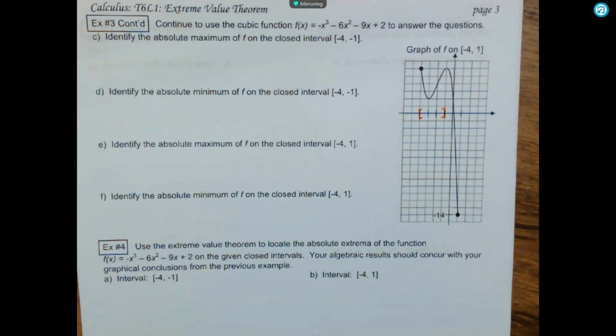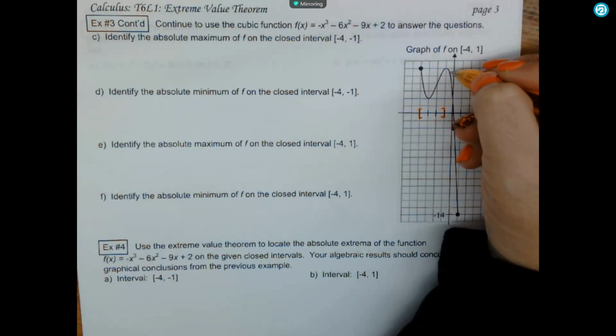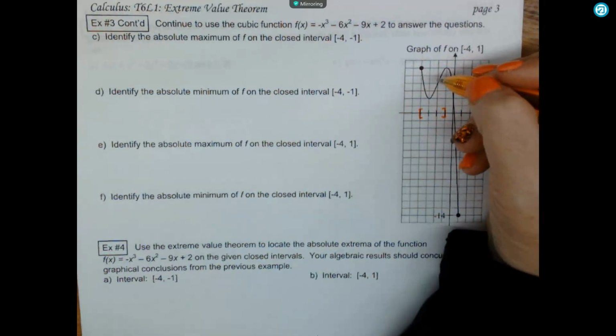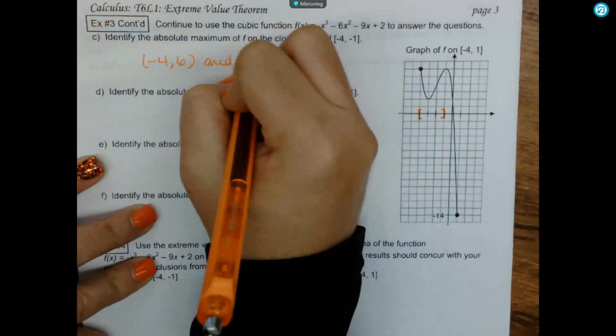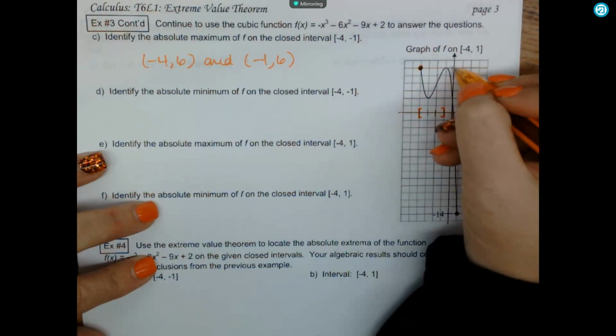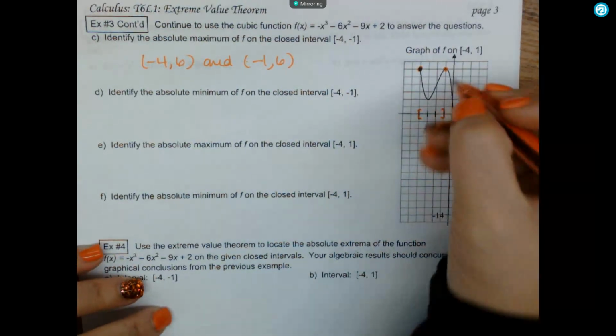All right, absolute max from -4 to -1. What's it going to be? Let's see. -4, 6, and? Correct, they are both, yes. -4, 6 and -1, 6. They both work. -4, 6 is here. And then likewise, that one up there is also in that same interval. All right, what's the absolute min from -4 to -1? -3, 2. Right there.